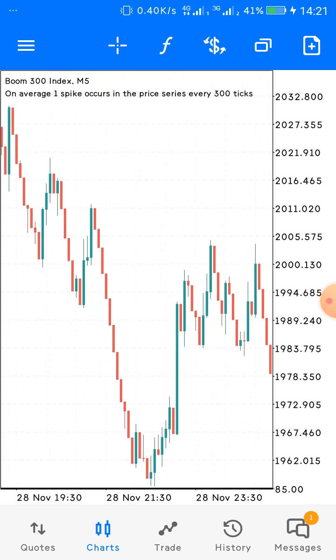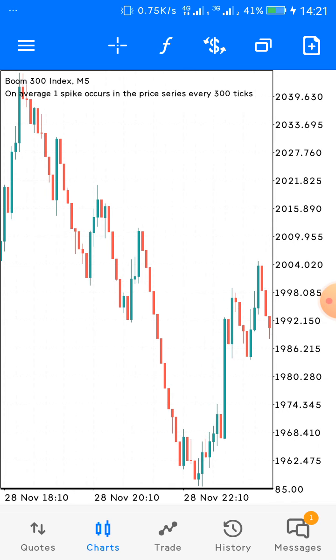But it only works when the trend is in favor of the spikes you're trying to catch. For Boom 300, Boom 500, and Boom 1000, if the trend is an uptrend and you're getting signals to catch spikes, it will actually work. For Crash, if you're getting signals to catch spikes on a downtrend, you would actually catch spikes.